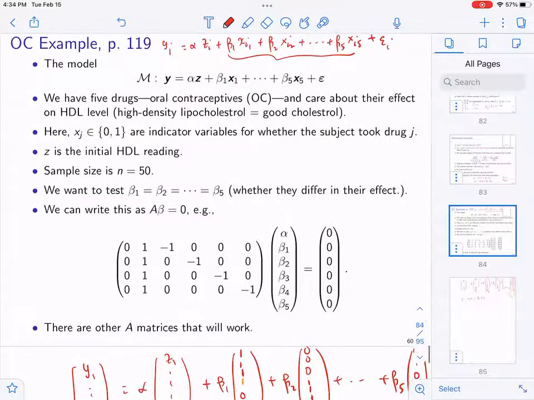This formulation is good if you want to test whether the drugs all have equal effect. Because the betas are the effect of different drugs, the test that I want to do is whether they have the same effect. I can test this null hypothesis: that beta 1 is equal to beta 2 equal to beta 5. That would be the test that tests whether they have the same effect. This might be something that you're interested in doing. Does that make sense?